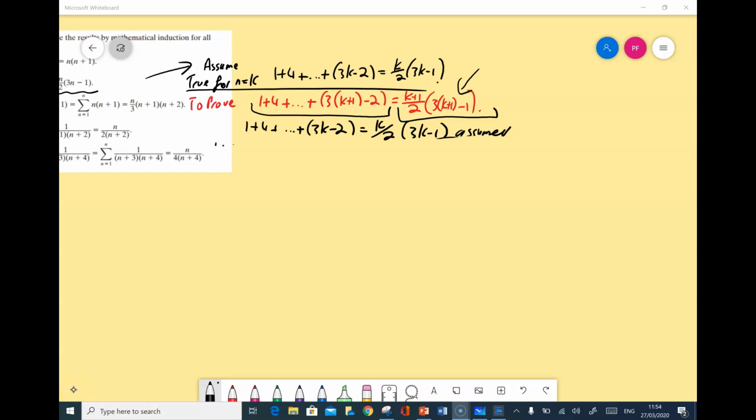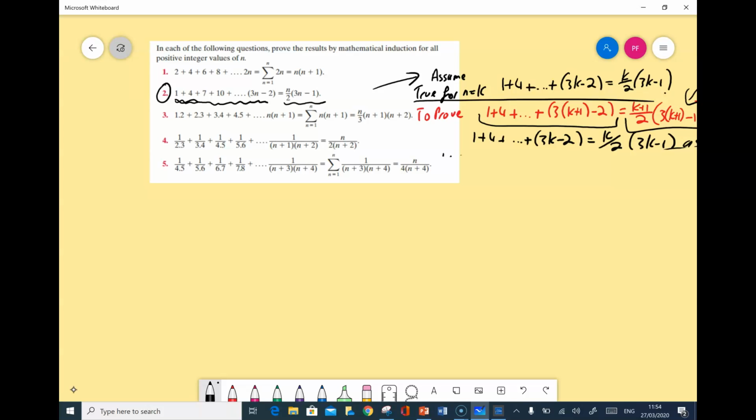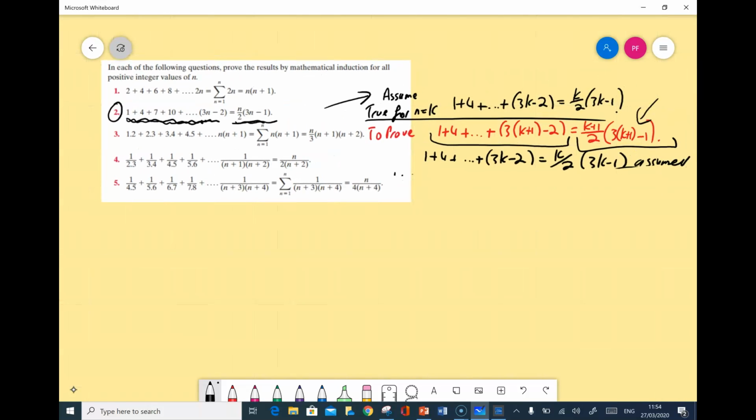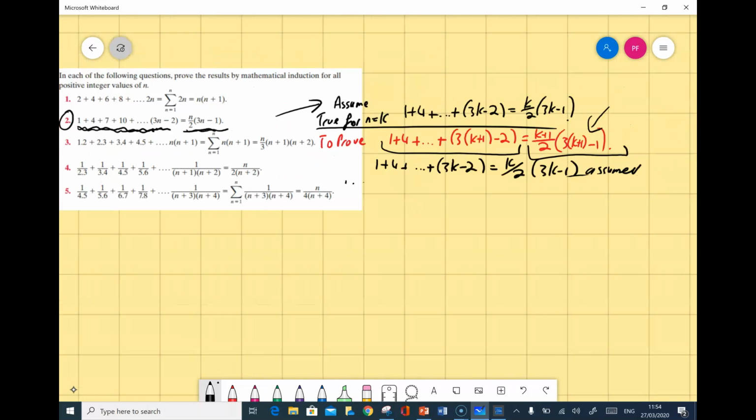Okay, this is induction type 1, the series 1. Second question: 1 plus 4 plus 7 plus 10 plus ... plus 3n minus 2 is equal to n over 2 times 3n minus 1. So look, you need to put in n equals 1 and prove it's true for n equals 1.